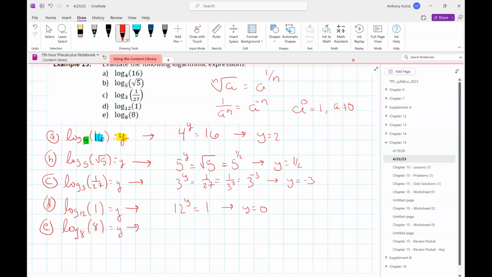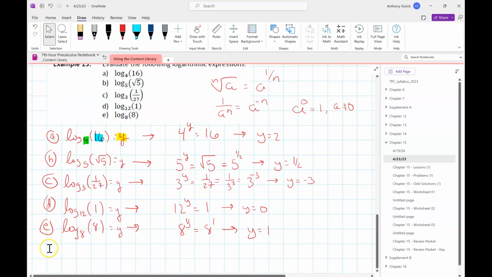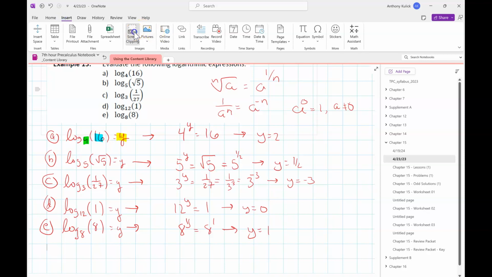So in our last one, we can say b to the y is equal to x. So what does y have to be here? Come on, guys. It's just going to be 1, right? 8 to the y is equal to 8. So y has to be 1, right? It's kind of inspectionable. So a couple of takeaways here from what we just did.